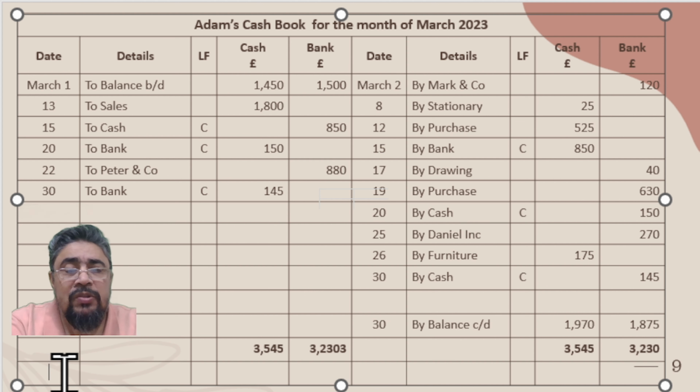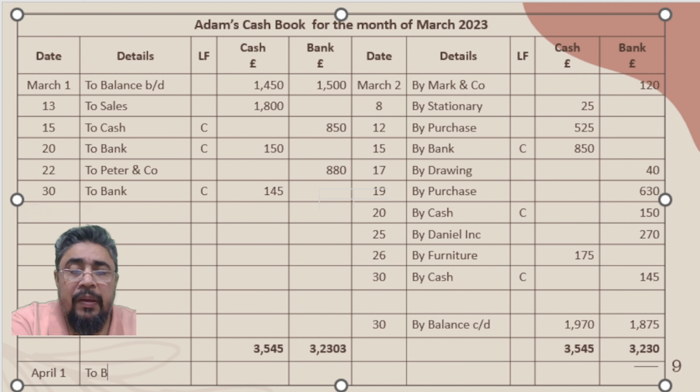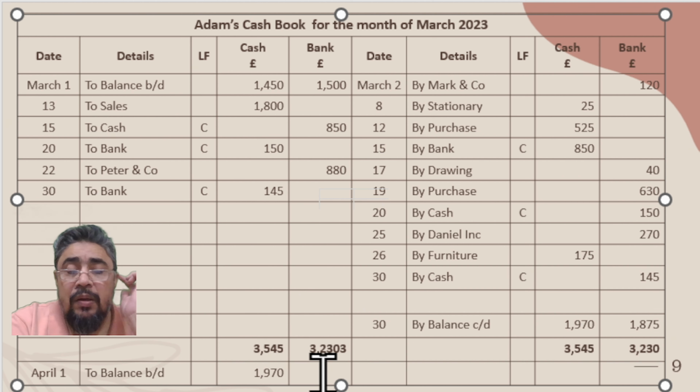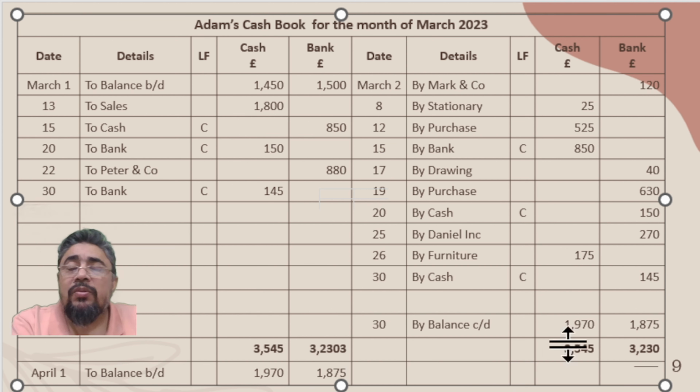So on 1st April, this becomes the opening balance, to balance brought down, and the amount is 1970, and for the bank 1875. So now this is our question. We solved the question and we know how to calculate the balance at the end of the month.